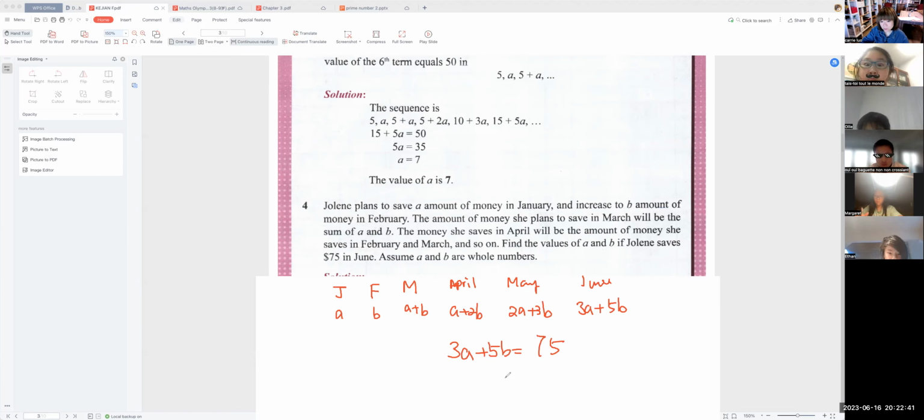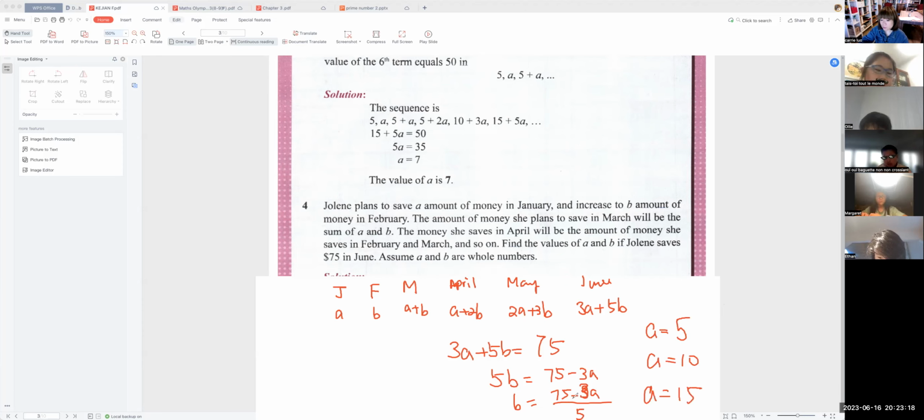So let's take a look at this one. 5B equals 75 minus 3A, and B equals (75 minus 3A) over 5. In order to make this number divisible by 5, because B is a whole number, A could only equal 5, or A equals 10, or A equals 15. So we can have a whole number for the top.